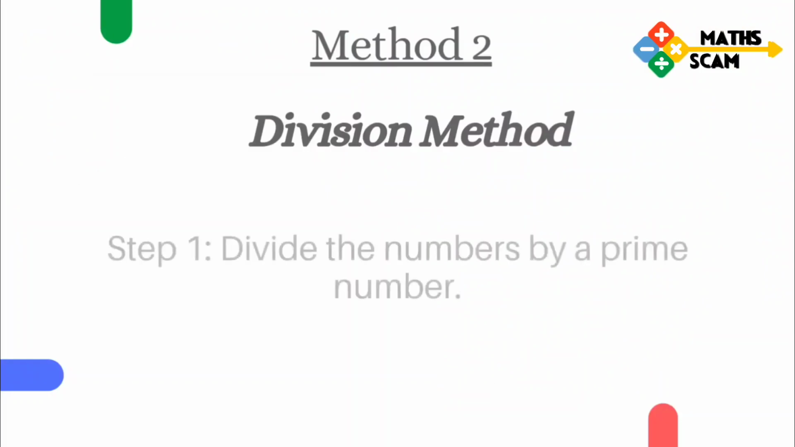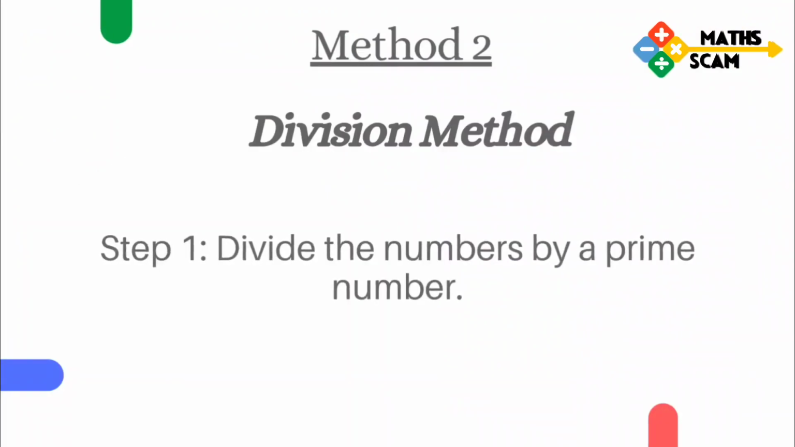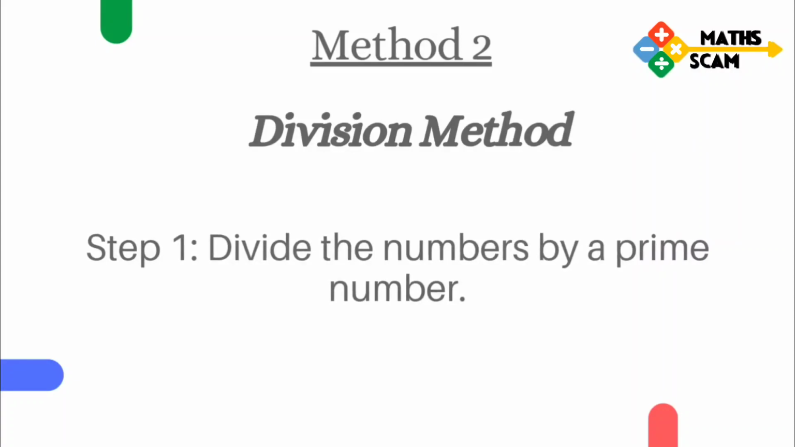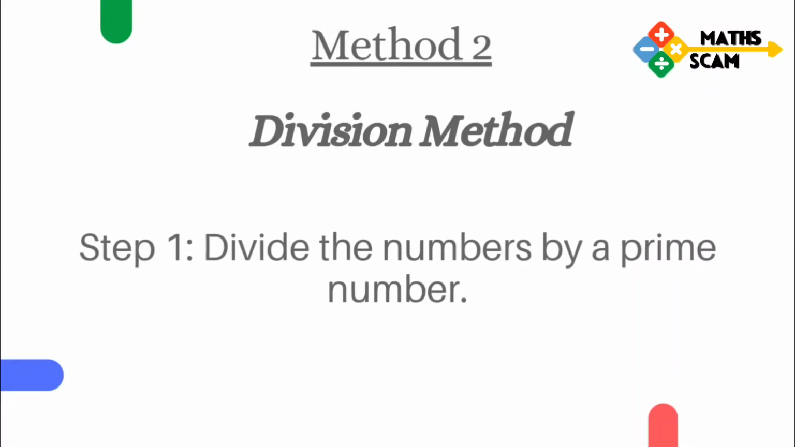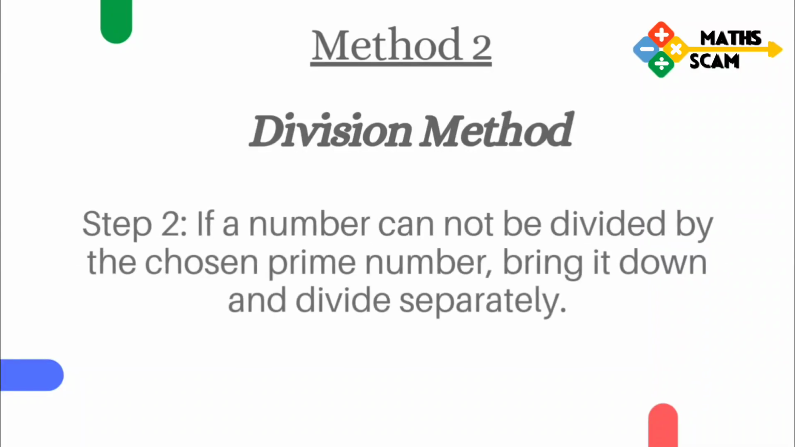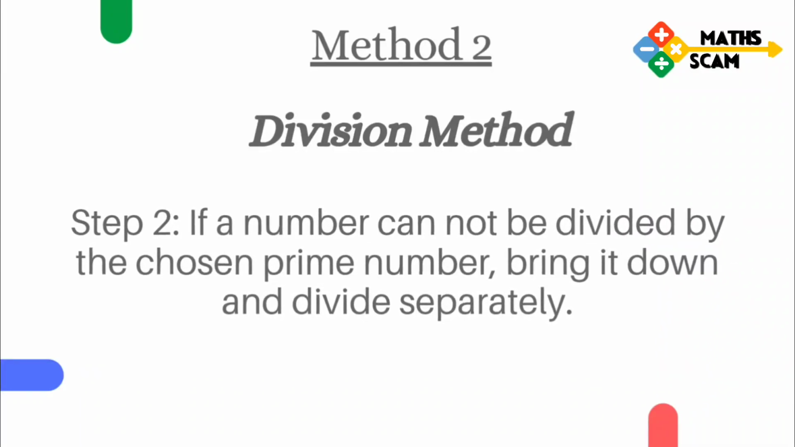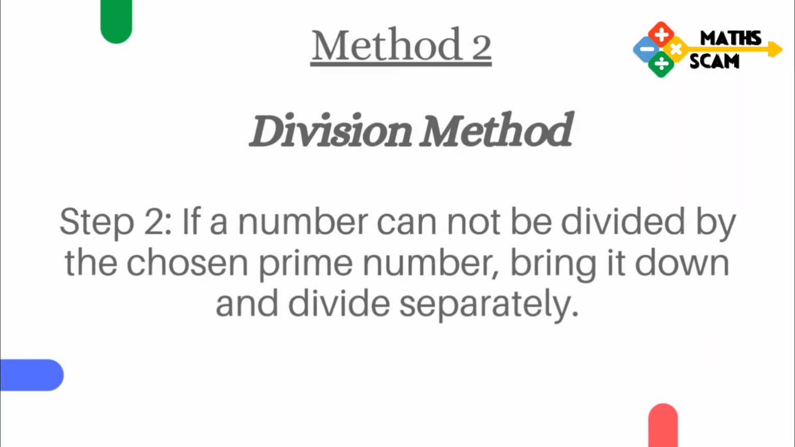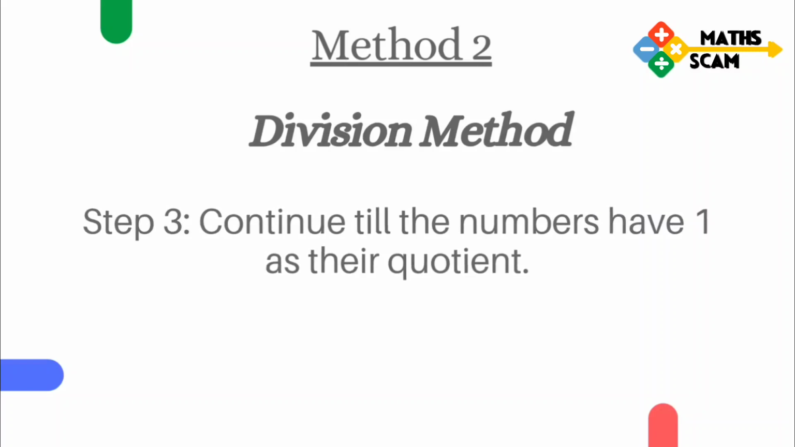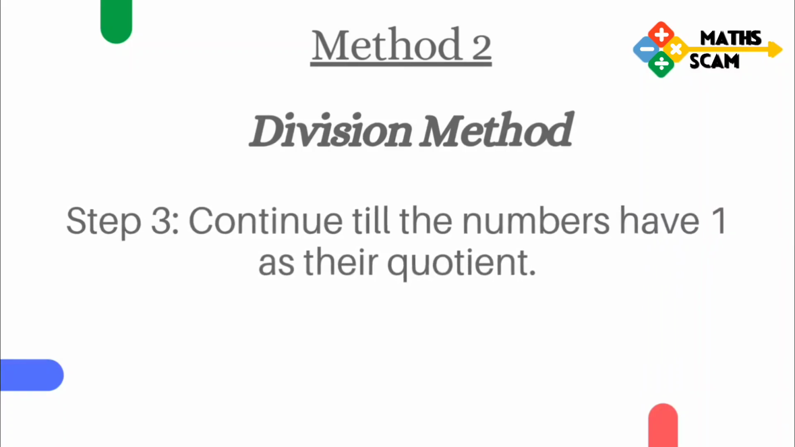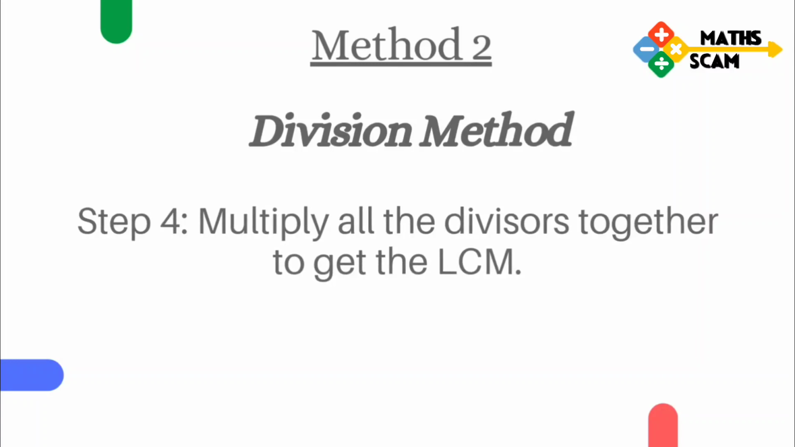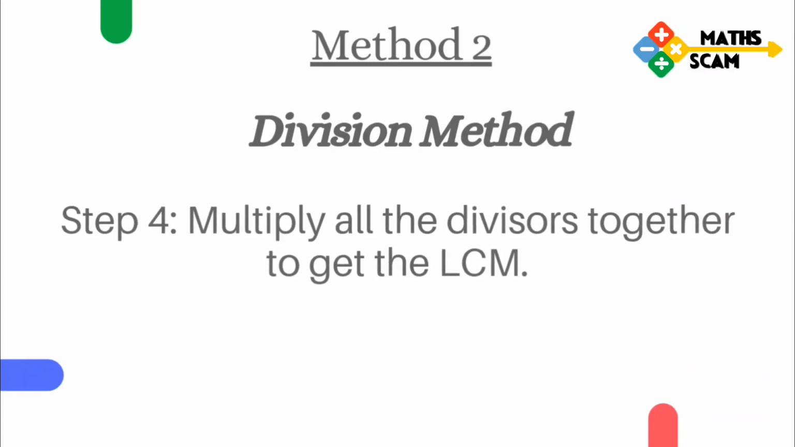Method 2, division method. You can find the LCM by division method also by following the given steps. Step 1, divide the numbers by a prime number. Step 2, if a number cannot be divided by the chosen prime number, bring it down and divide separately. Step 3, continue till the numbers have 1 as their quotient. Step 4, multiply all the divisors together to get the LCM.